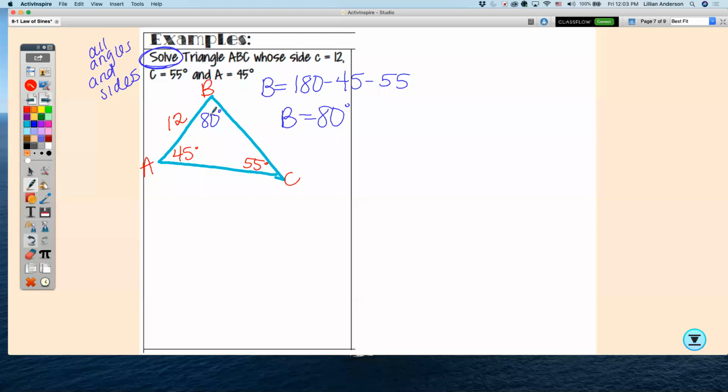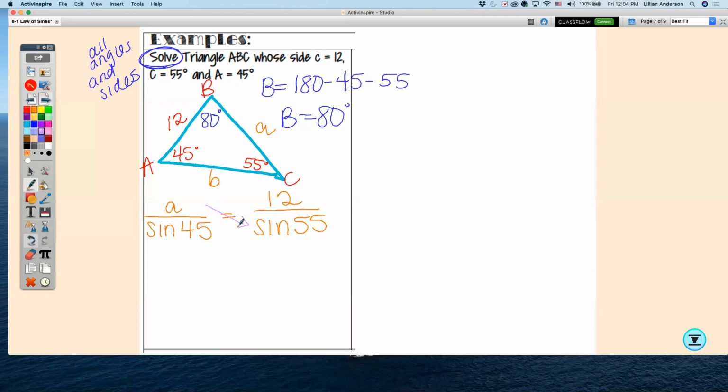So now I need to find side a and side b. Doesn't matter which one I find first because I need to find both of them. If I wanted to find side a, I would use the law of sines. Since I'm looking for side a, that's my variable, it's going to be divided by the sine of angle A, which is 45 degrees. I need to set it equal to one of the two other parts in the formula for the law of sines. You want to use the other fraction that you know the most information for, which is c, because I know side c is 12, and I know that angle C is 55. So I use the a and the c in the formula so I can find a.